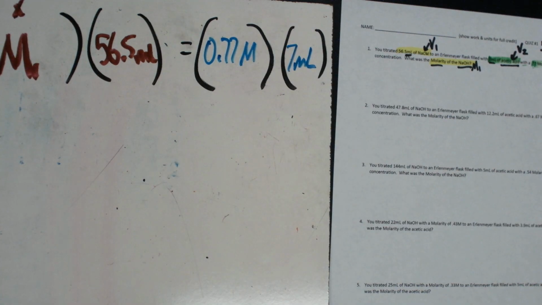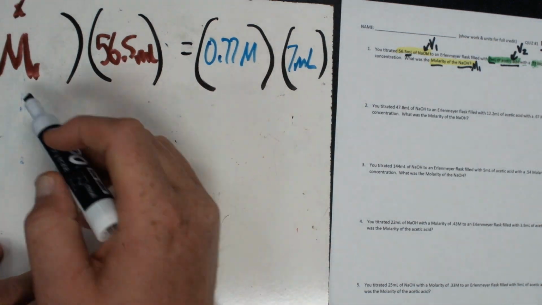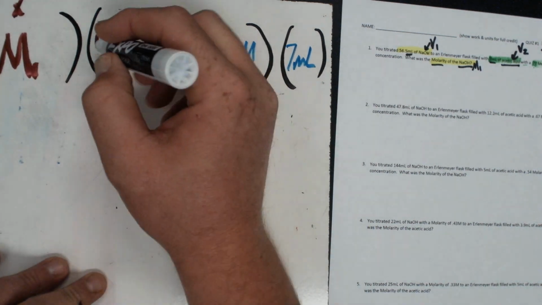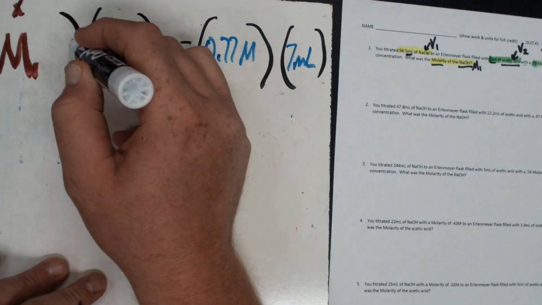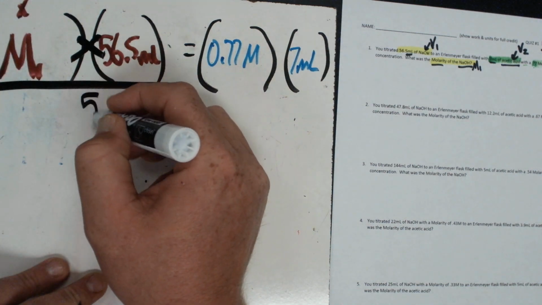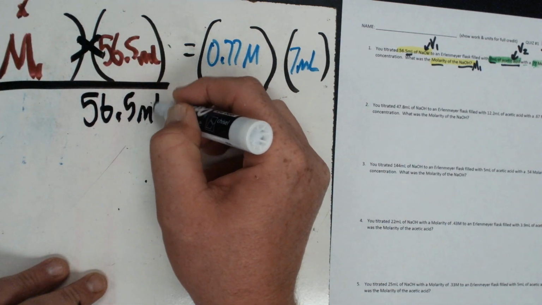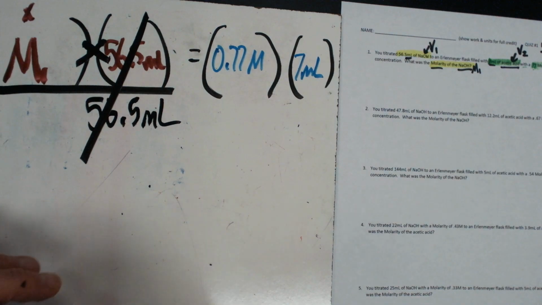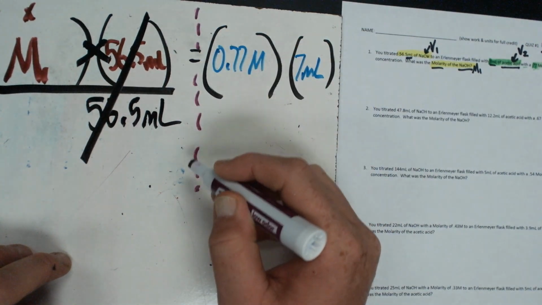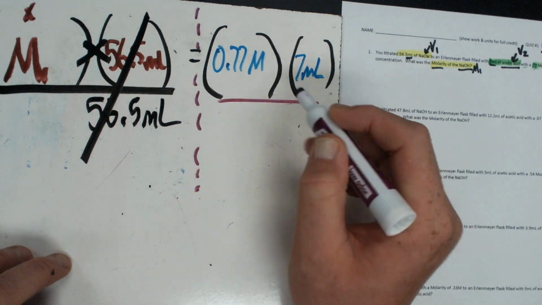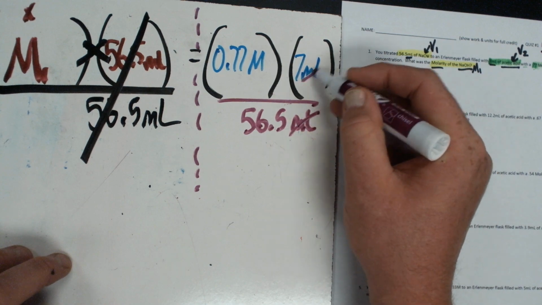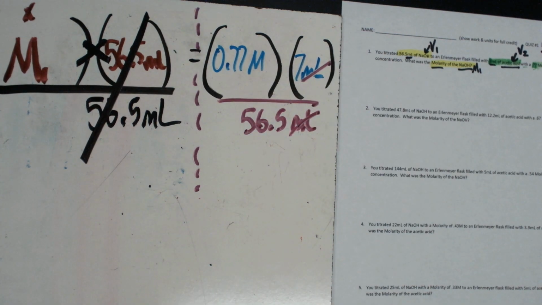Now to solve this, we got to get X by itself, so we need to move this away. We're going to do the opposite of what is there. So right here, when there are 2 parentheses next to each other, this is a multiplication problem. So to do the opposite of that, we will divide by the variable we want to move, which is 56.5 milliliters. Whatever we do to that side, we must do over here as well. These milliliters cancel. So then we just solve.